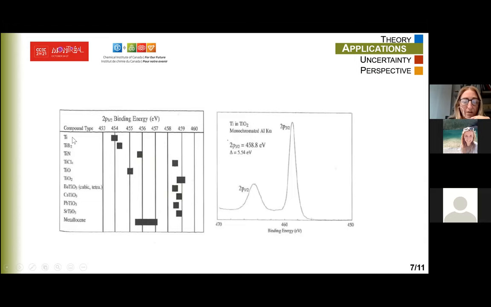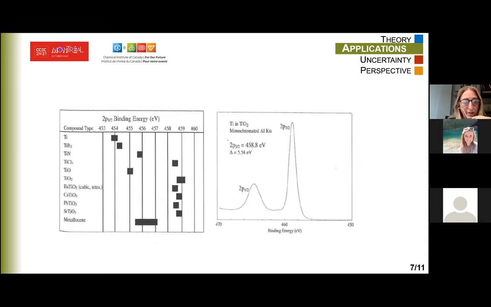So what is the main part? Of course, it depends on the electronegativity of your partner element. In the case, for example, of chlorine, you can see that the titanium binding energy goes to very high binding energies compared to, for example, titanium oxide, where we have 458-59, against 454-55 for the metal. So this is the logic at the base of XPS.